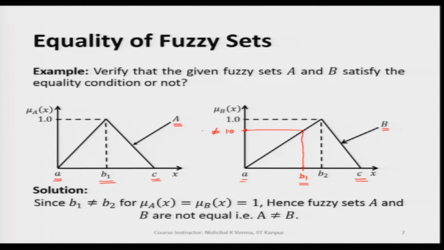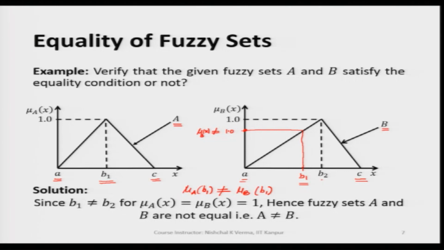Whereas here we can write this as mu B of x. We can clearly see that for the same generic variable value B1 in both the fuzzy sets, mu A of x is not equal to mu B of x. Instead of x here, because we are taking x equal to B1, I think we need to write B1 here. This way we can clearly see that these two fuzzy sets are not equal.